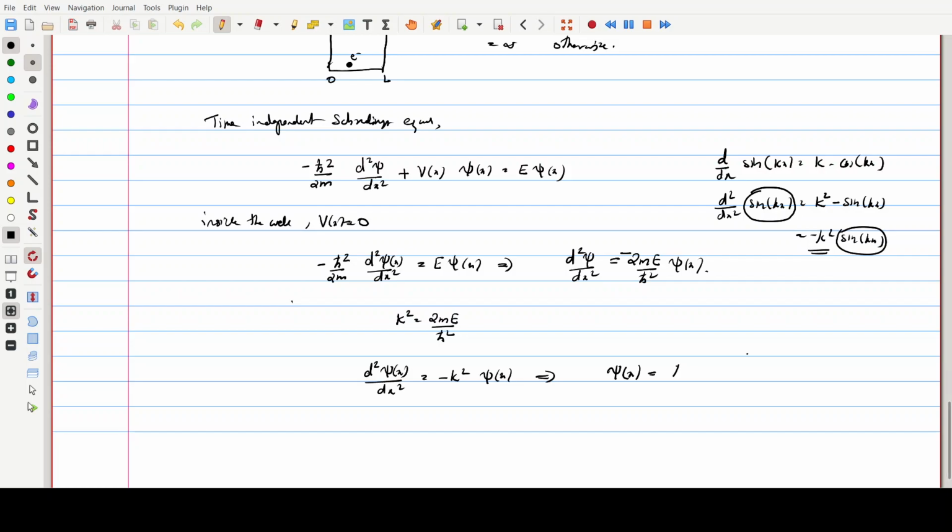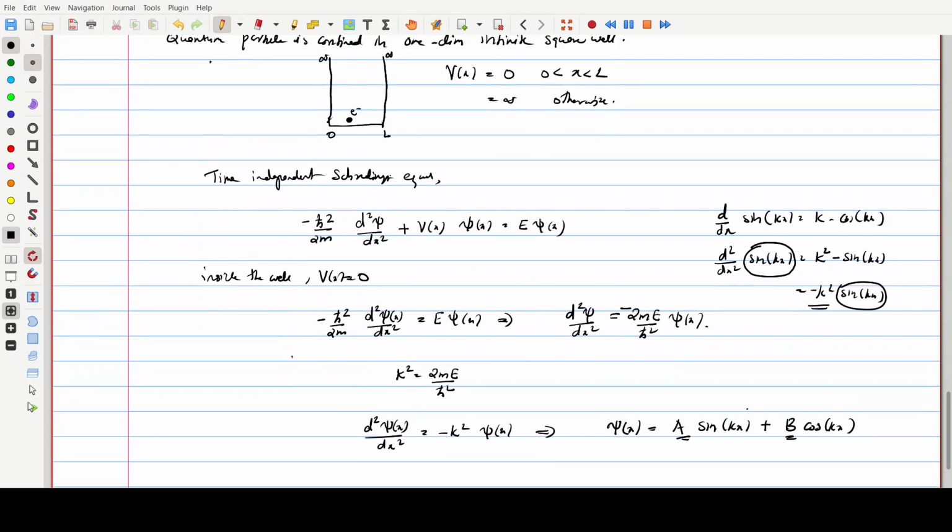So in general, we can write it as A sine of kx plus B cos of kx. So we have two integration constants, capital A and capital B. Now how can we find out these integration constants? These integration constants we can find from the boundary conditions, because we know that this electron is completely confined in this box. It cannot go outside this one dimensional box. So the wave function must be zero outside the box.